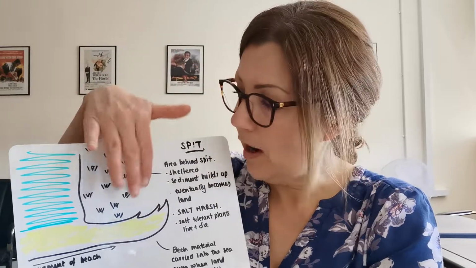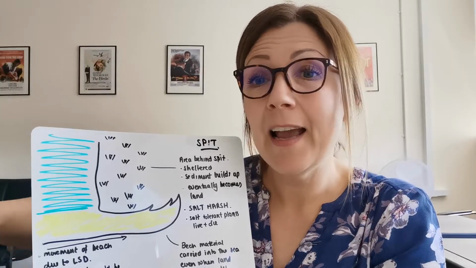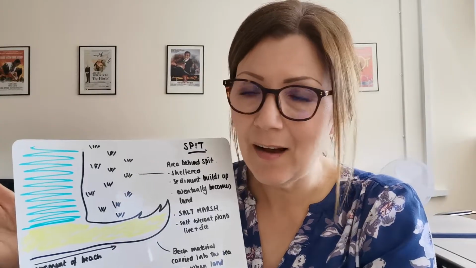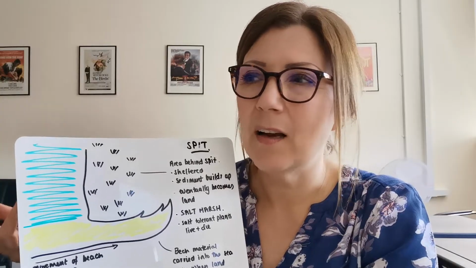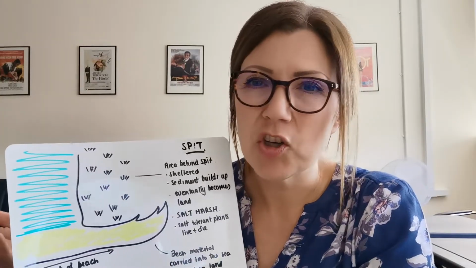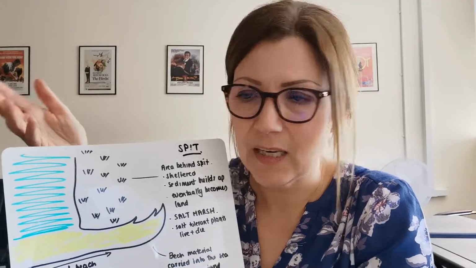So over time, what happens here is that we get a build-up of material and it becomes higher and higher and higher. Now, during high tide, it will be covered. During low tide, it won't be. So that will be a marsh area and quite kind of clay with a lot of kind of mud and things like that.